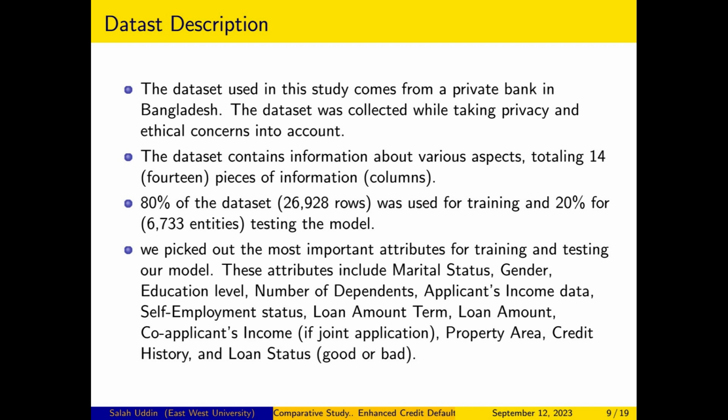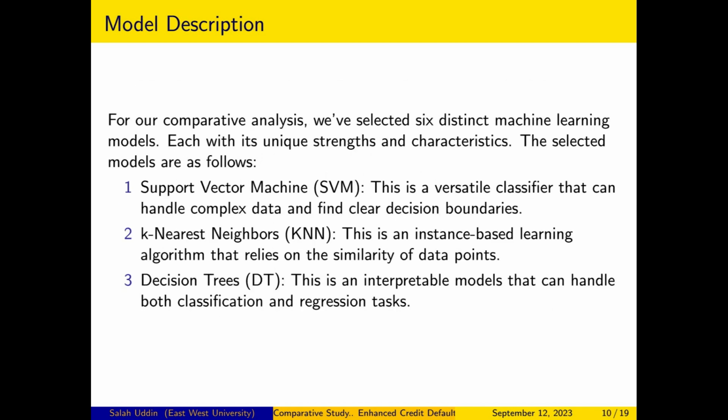These attributes include marital status, gender, education level, number of dependents, applicants' income data, self-employment status, loan amount term, loan amount, co-applicant's income, property area, credit history, and loan status. For our comparative analysis, we've selected 6 distinct machine learning models, each with its unique strengths and characteristics. The selected models are as follows.